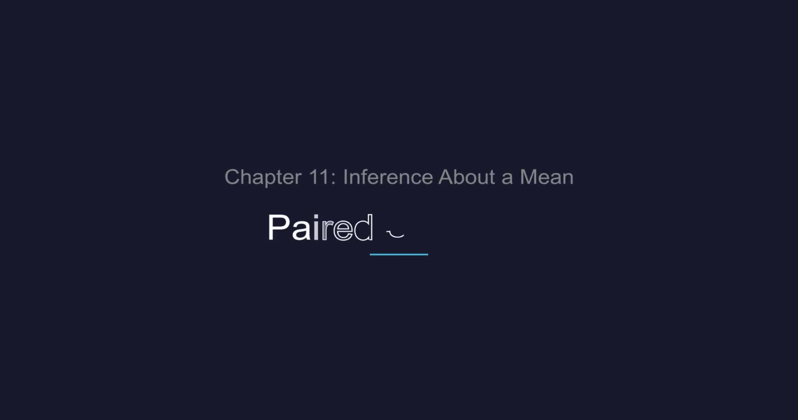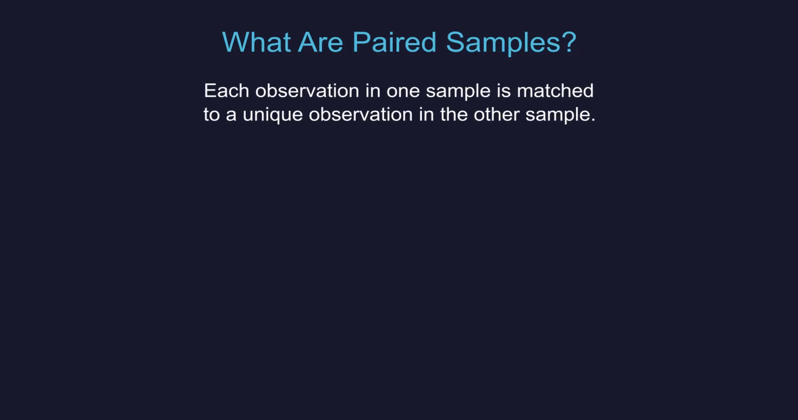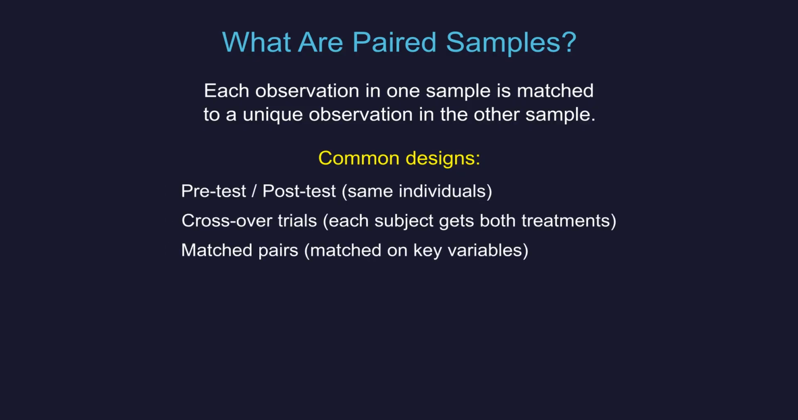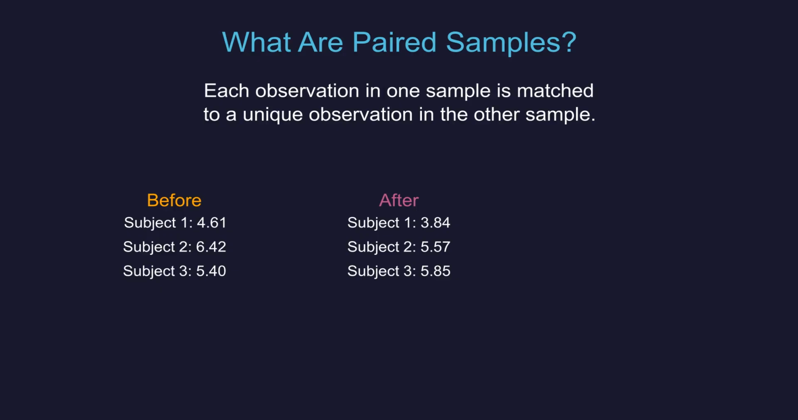Paired samples. How do we handle before and after data? In a paired design, each point in one sample is matched to a unique point in the other sample. Common designs include pre-test, post-test studies with the same individuals, crossover trials where each subject receives both treatments, and matched pairs studies. For example, the same subject is measured before and after. Each row forms a natural pair.